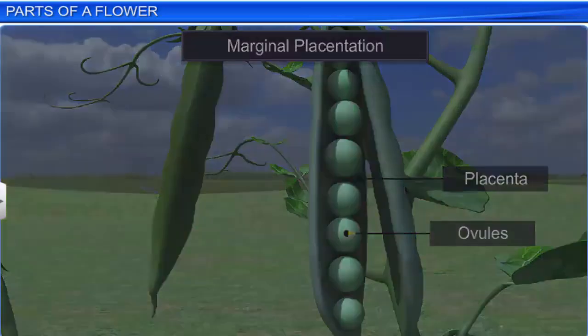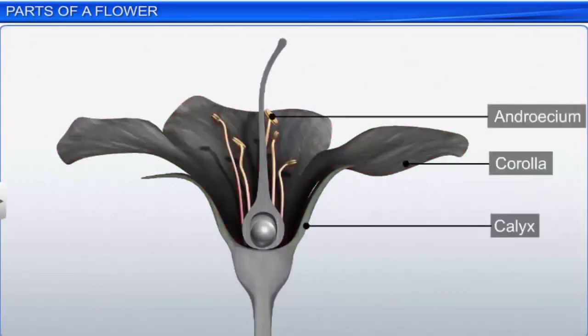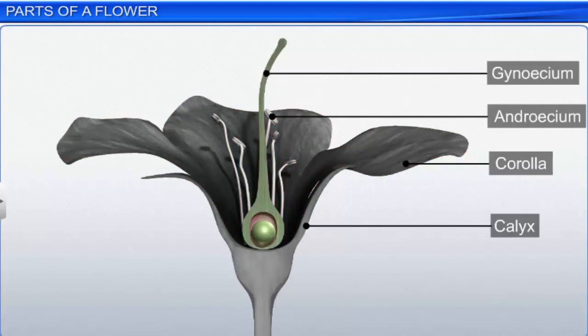The calyx, corolla, androecium, and gynoecium are the 4 whorls of a flower. The calyx and the corolla are the accessory whorls, while the androecium and the gynoecium are the reproductive organs.